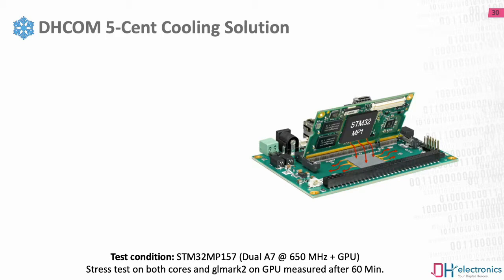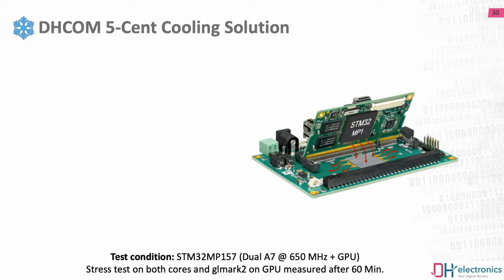The most important thing is that this cooling option is also capable with the new DHCOM STM32MP1 module. The main motivation for this solution was to reduce the CPU temperature without a complex heatsink and to increase the lifetime of the chip. With our so-called 5-cent cooling solution, we are mounting the CPU on the bottom side of the module. This gives us the advantage to connect the CPU with a simple gap pad to the mainboard.